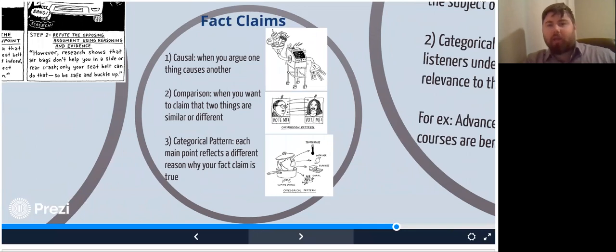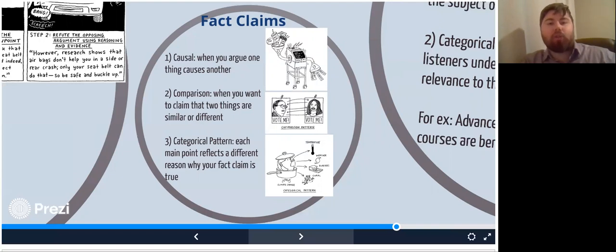Now, fact claims. We're going to talk about a couple of different kinds of claims. You could have causal claims, when you argue one thing causes another. For example, one of the big arguments that is happening is whether or not this COVID-19 crisis, if you can call it that, and you can probably call it that, what is it going to do to our economy? Is it going to have a strong cause and effect scenario where we're going to have a recession? Is our economy going to tank? Is it going to go down as a result of COVID-19?